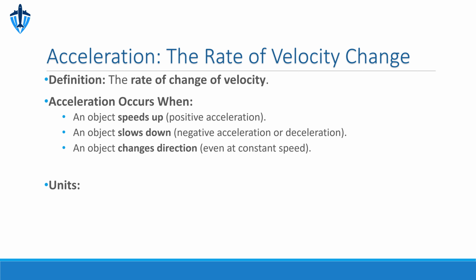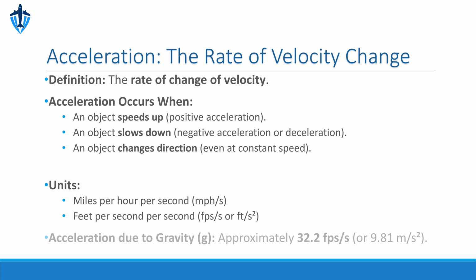The units for acceleration reflect this change over time, such as miles per hour per second, mph per second, or feet per second per second. A very important constant to remember is the acceleration due to gravity, which is approximately 32.2 feet per second per second. This is the rate at which objects accelerate downwards when only gravity acts upon them.